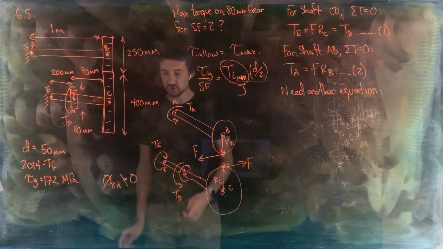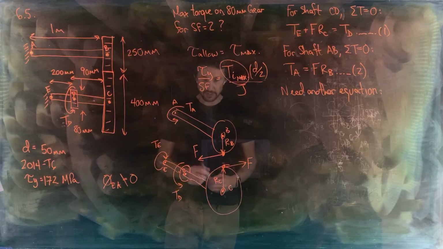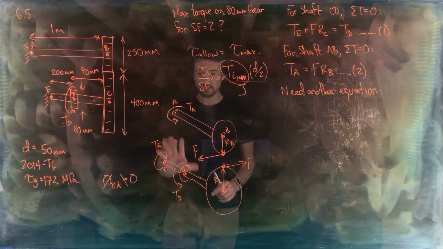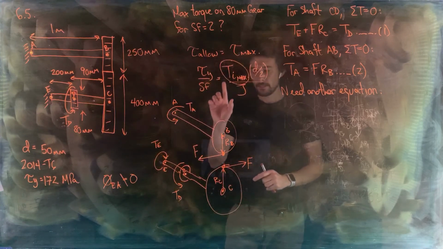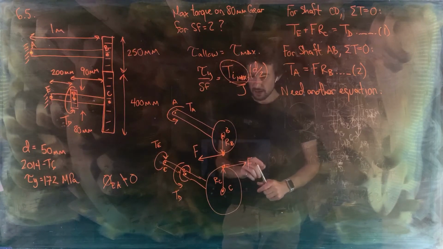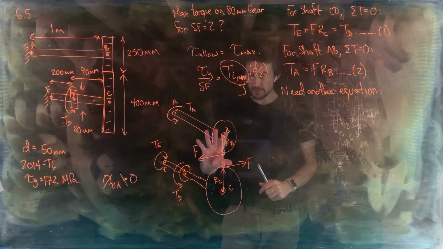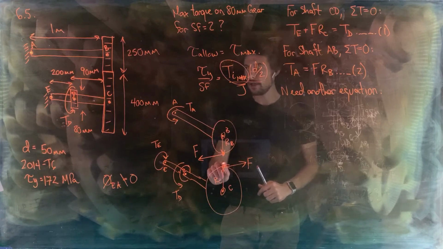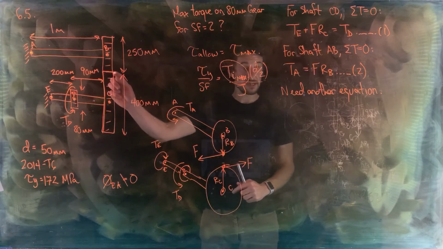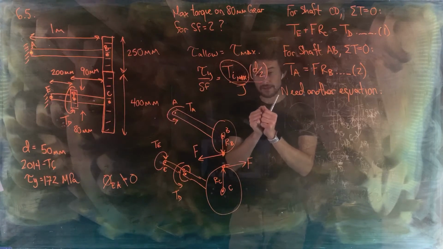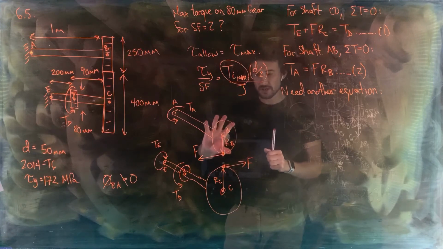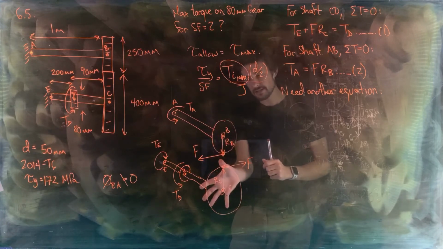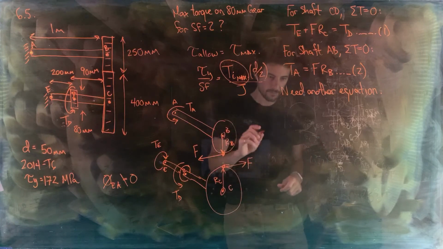So this is not true in this case. So we need to think of another way to write another equation. The way that you can do this is by considering the movement of these two gears. Because they're connected together and both gears have teeth, that means they can't slip relative to one another as they twist. So the twist in one has to be related to the twist in the other.